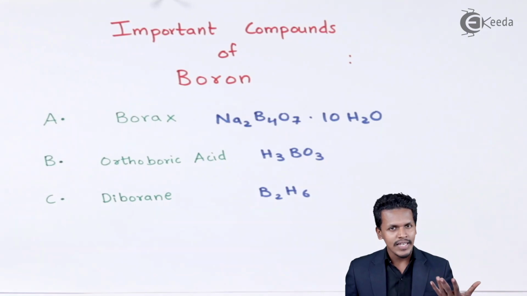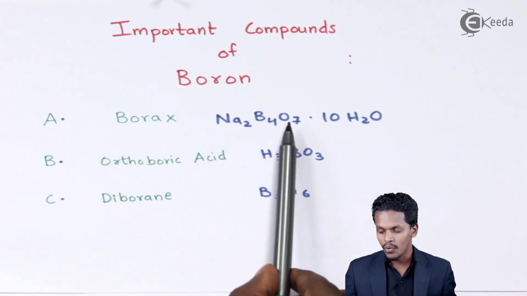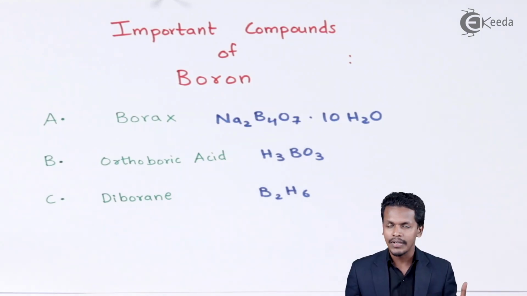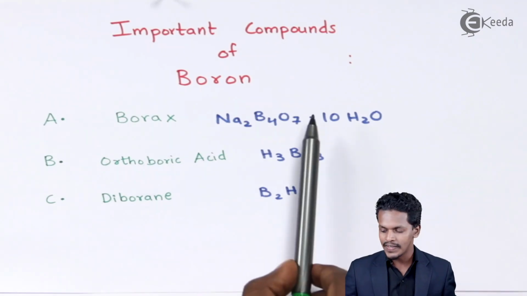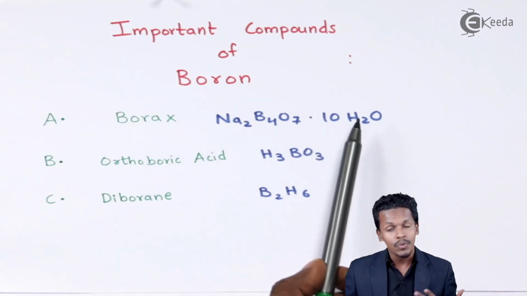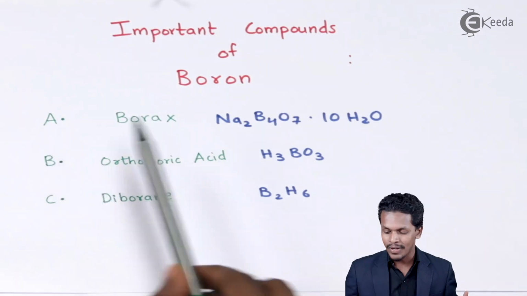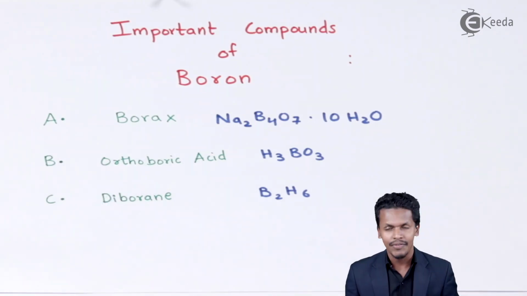Borax has the molecular formula Na2B4O7, and sometimes it is formed in a crystalline, that is, hydrated form also. So 10 moles of H2O is also associated with that, and that is known as borax, and it also has applications that we are going to talk about.